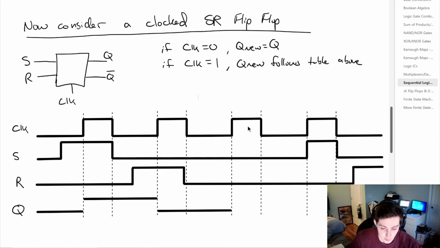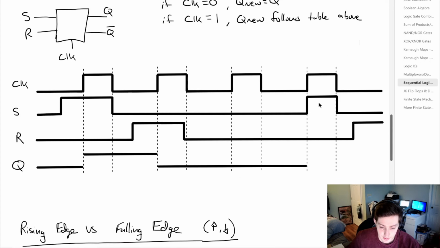And for the third clock pulse, S and R will be equal to 0. So Q does not change. So we'll be in the same state all the way till the last clock pulse. In this last clock pulse, S is equal to 1 and R is equal to 0. So we'll flip Q to 1. And then because Q is not changing when the clock goes low, we will end up with Q being high.